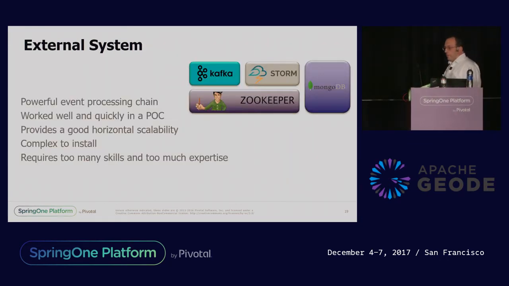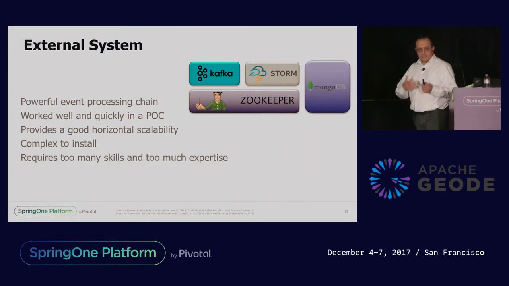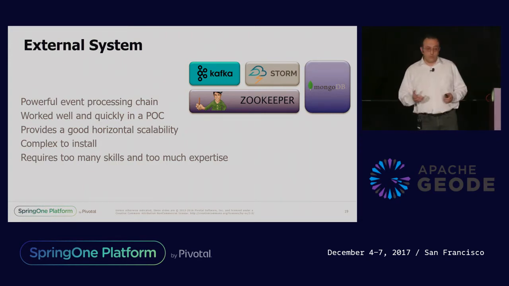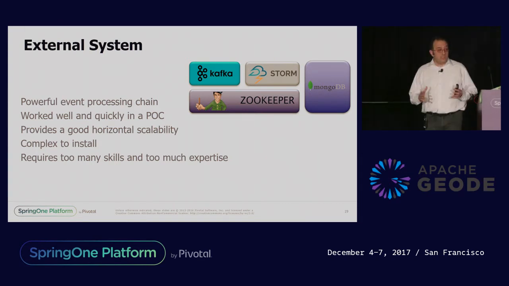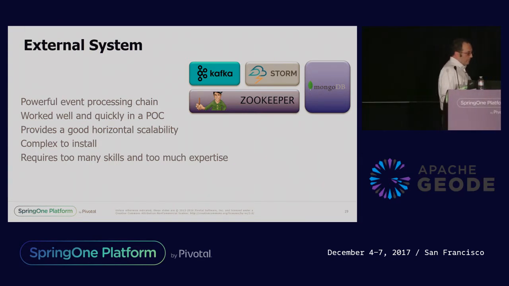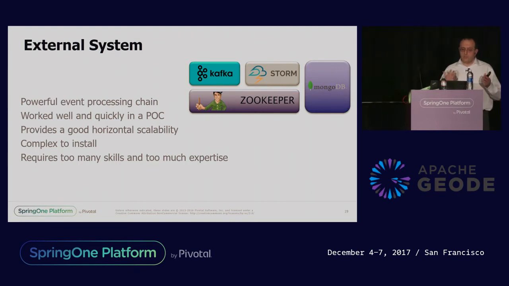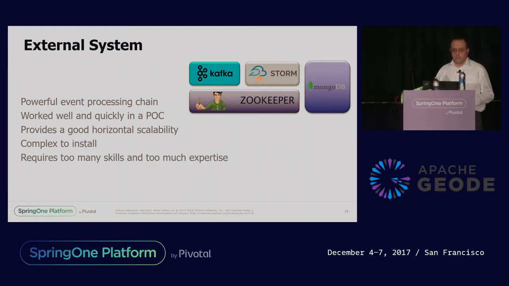So we developed our proof of concept with Kafka and Storm, but also with Kafka and Spark. But we put the Spark proof of concept aside. And to be honest, it worked well. We made it in a few weeks. It provided good horizontal scalability.